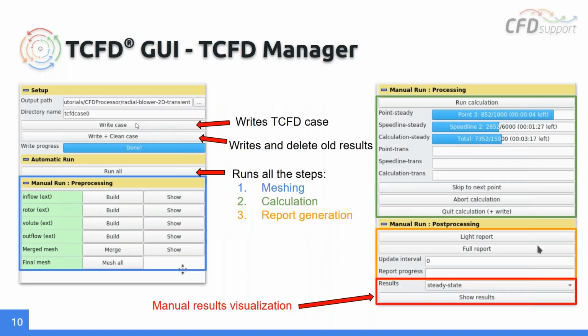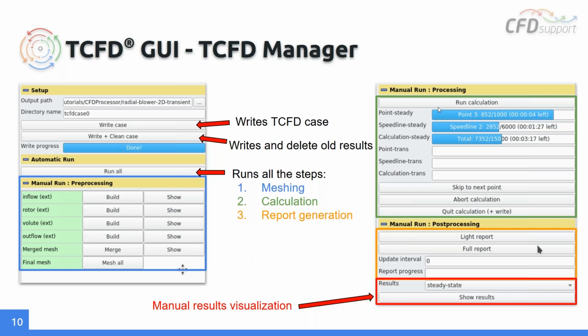Then common things: you can run or write the case. It means it writes what you have set in the TCFD source. You can run the meshing. You can generate each component separately. You can visualize it, check it, go back to the settings, change the parameters, go back to the TCFD manager, regenerate the mesh, and when you are satisfied, you can go for simulation.